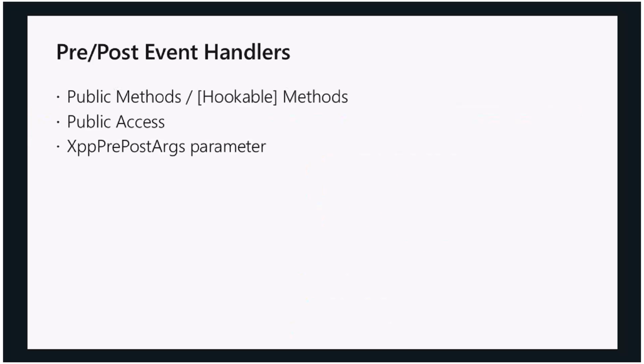You also have the ability to write pre- and post-handler code on any public or hookable method on any X++ code in the system. Hookable is an attribute that can be placed on a non-public method to allow the pre- and post events to be written against it. Now, in general, we believe the chain of command is a better technology for extensibility. With pre- and post event handlers, you have the restriction of only external or public access to the objects, and everything must go through the non-type-safe methods of the XPP pre-post args parameter. In general, this is a deprecated technology, I would say.